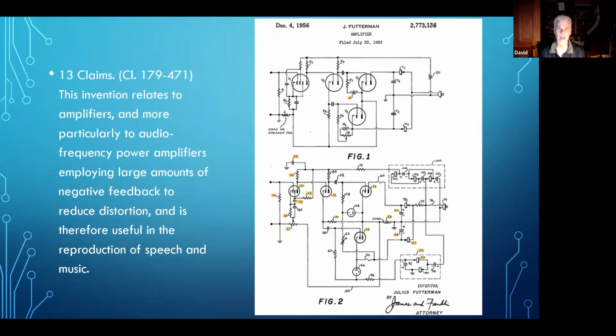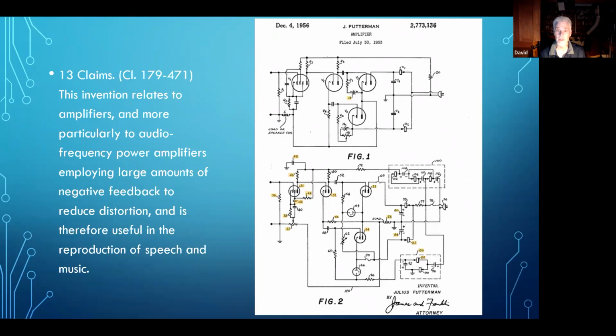The summary of this patent: it relates to amplifiers and particularly to audio frequency power amps employing large amounts of negative feedback to reduce distortion, and is therefore useful in the reproduction of speech and music. Just a little word about negative feedback in tube amplifiers. With the traditional amplifier, with an output transformer, it's very difficult, in fact impossible, to apply much negative feedback.